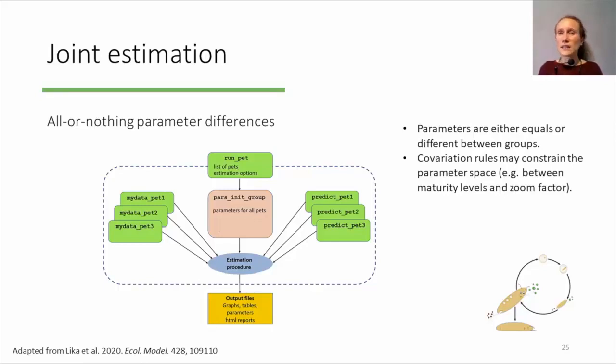We can add some kind of covariation rule in that case, so that the parameter space will still be meaningful, so that, for example, the maturity levels will increase together, in parallel. There is also well-documented covariation among species between these maturity levels and the zoom factor. So that can be done within, for example, the DEB tool set of functions, this kind of joint estimation.